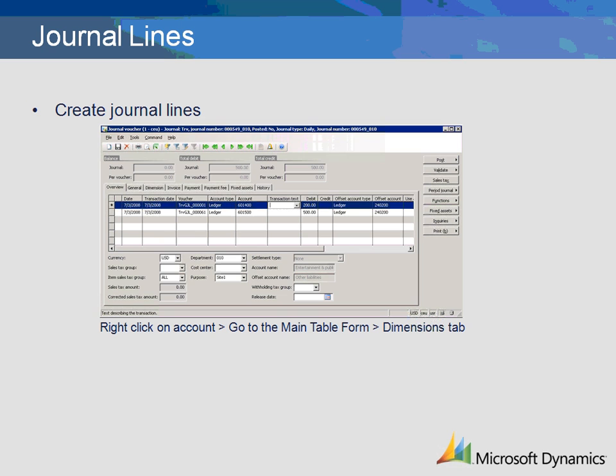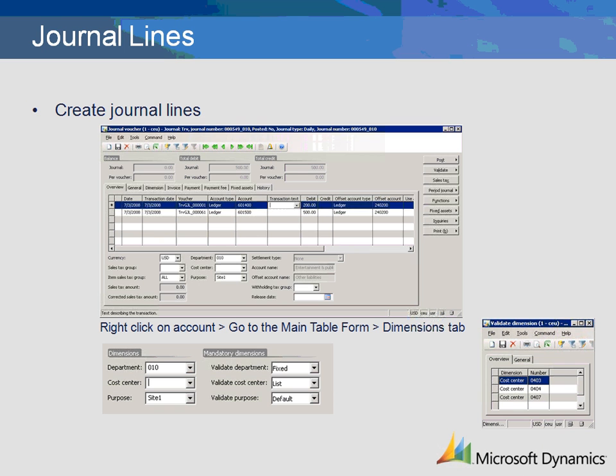Now we will enter a second transaction to record the entertainment expenses. Notice that the dimensions defaulted into the transaction. Let's look at the validation setup on this account. Again, we will right-click and go to the Main Table form. Then we will go to the Dimension tab.